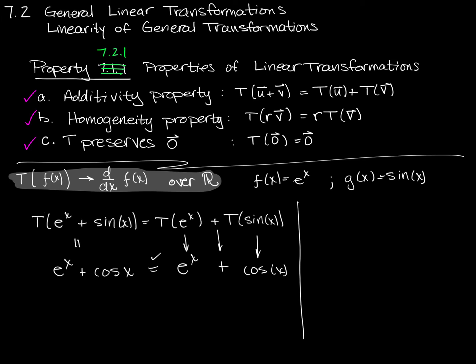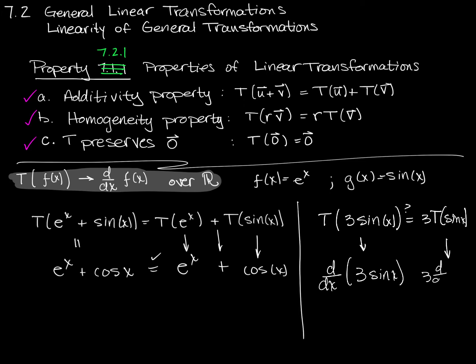Now, I'm doing exactly what I did before, but I did it in general terms the first time. Now I'm doing it in specific terms with 2 specific functions. For the next one, I think I'll use sine. So I'm going to check this second property, the homogeneity property, and that means I need to check whether or not it's true that the transformation of, say, 3 times the sine of x is equal to 3 times the transformation of the sine of x. Well, this one gives me the derivative of 3 sine x, and this one gives me 3 times the derivative of the sine of x. And of course, that's just 3 cosine x, and that's 3 times cosine x, and those two are equal. So the second property also holds.